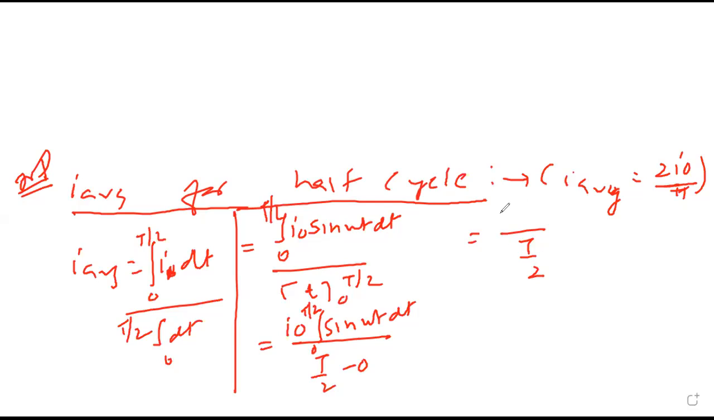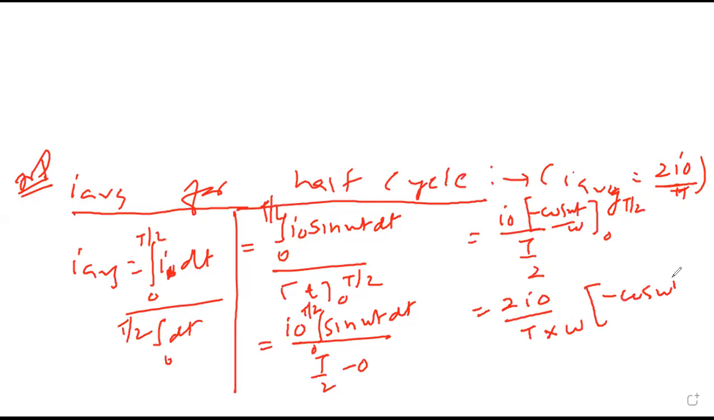So this is nothing but I naught. What is the integration of sine? Minus cos omega t upon omega, correct? And the limit of integration is 0 to T by 2. Now 2 goes up, omega upon T, omega bring outside, inside you will get minus cos omega t from 0 to T by 2. Till this, any doubt? No, sir.